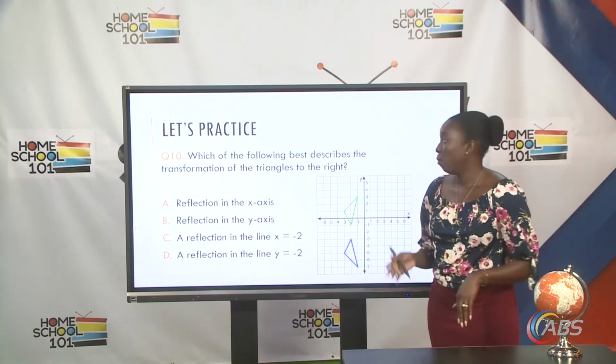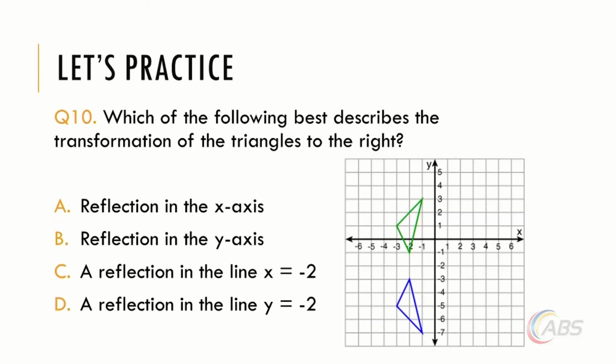Question 10. Which of the following best describes the transformation of the triangles to the right? So we have a green triangle and we have a blue triangle. And if we look at all our options there, we notice that they're all reflections. So we don't even have to worry about rotation, enlargement, all these other things. We know it's a reflection.